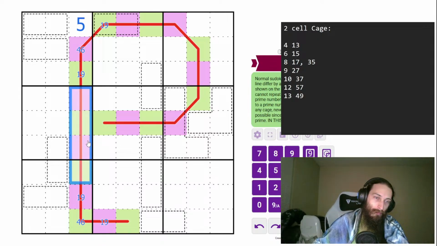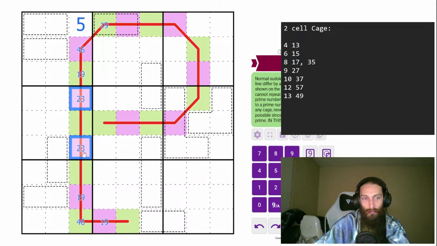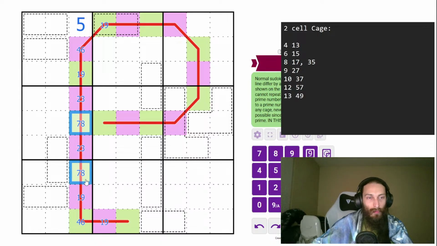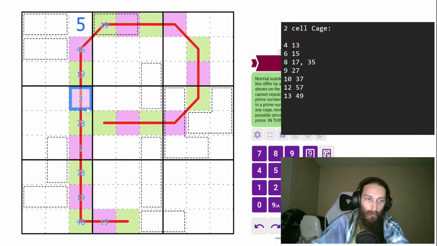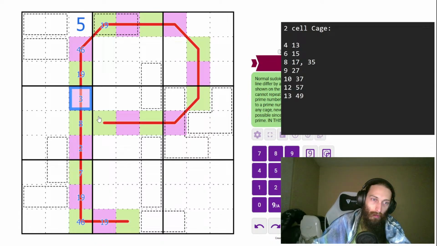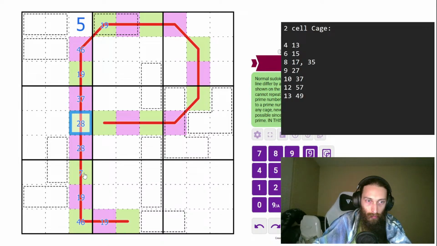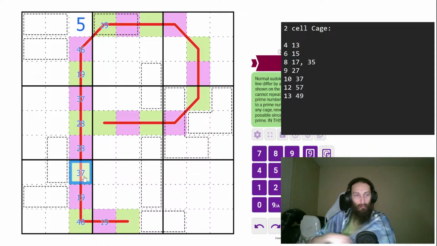Which leaves 2, 3, 7, 8. This could be a 3. You get 8 and 9. But this couldn't be a 3, because those would have to be a 7, 8. Right. So this couldn't be a 7, because those would have to be... and 8, or excuse me, 3 is 7, and 2 is 8. Make those work.